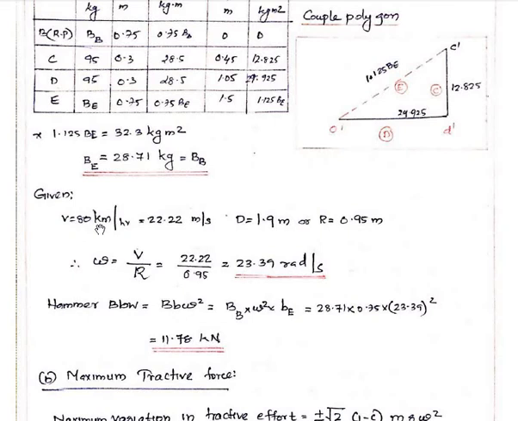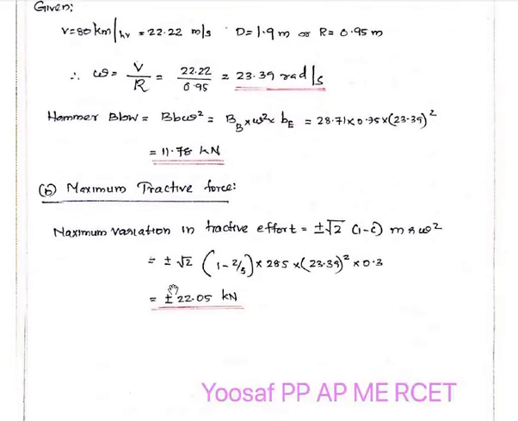From the given data, the velocity of the wheel is 80 km per hour, or 22.22 meter per second, and the diameter of the wheel is 1.9 meter, or radius 0.95. So you can find omega equal to V by R, which is 23.39 radian per second. So hammer blow is equal to BB omega square. Capital BB is the balancing mass, found to be 28.71, omega is 23.39, and the radius of the balancing mass placed is 0.75, which is given. So you will get the hammer blow as 11.78 kilonewton.